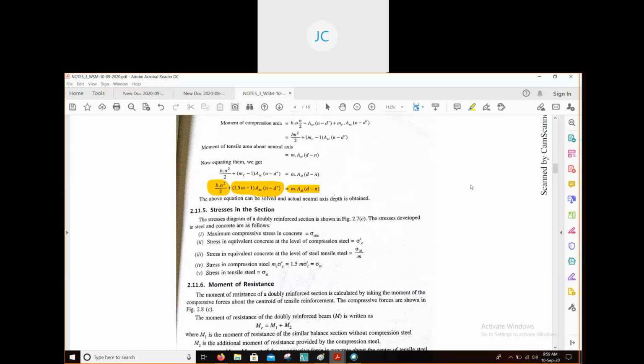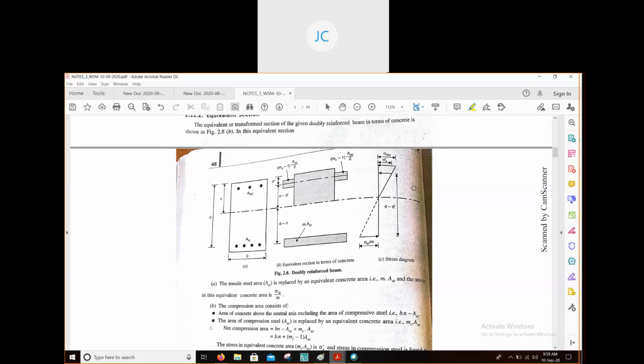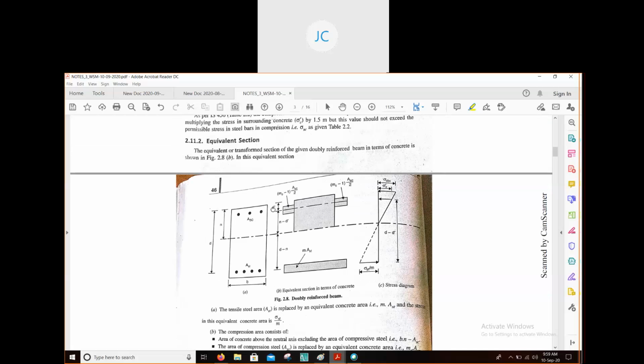Okay, so n means your actual neutral axis depth, and d dash, I will show you the diagram. This is the value of d dash. You can see this is the value of d dash. d dash means it is the depth of reinforcement from the topmost layer. Okay, and this dimension you have to take from the topmost layer, from this level to the center of the reinforcement. From this top layer to the center of the reinforcement, that will be known as our d dash.